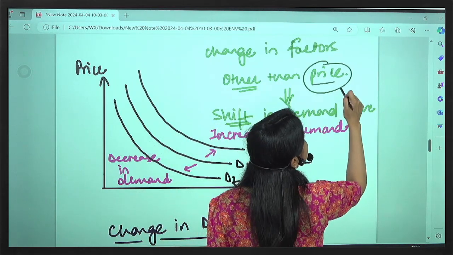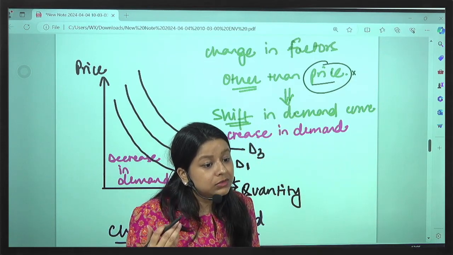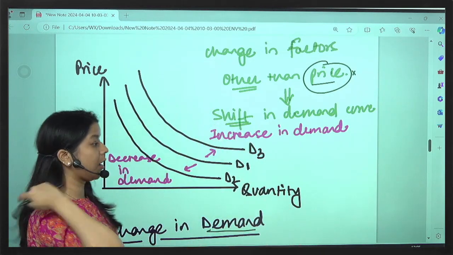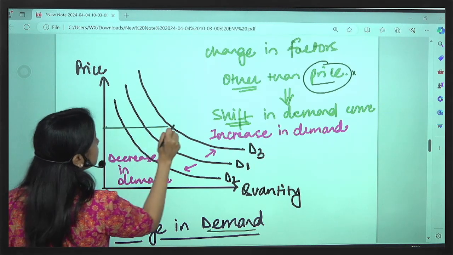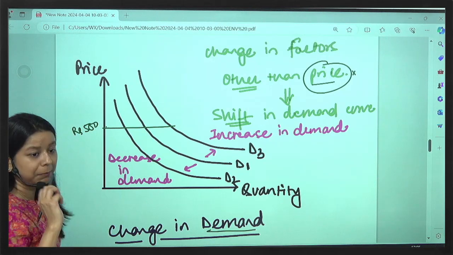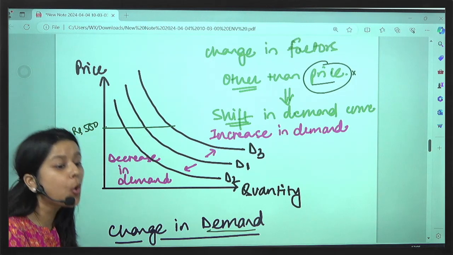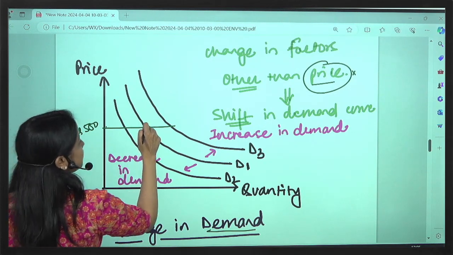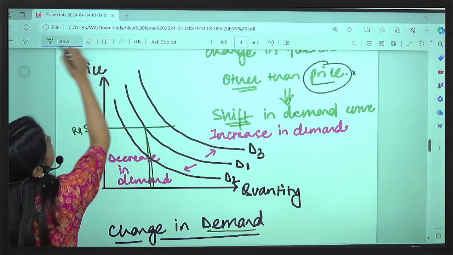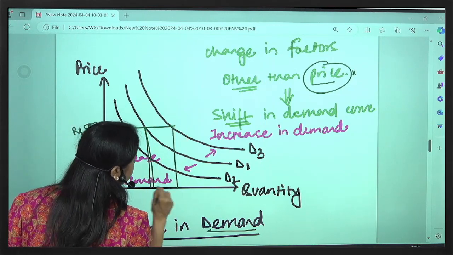So the price is not changing. There is no change in the price. What was changing? My income was increasing. And when there is an increase in income, at, let's suppose, this price of 500 rupees, at this particular price, I will be able to buy more mangoes. So let's say we were here earlier. If I say that we were here earlier, now we are here. Right?